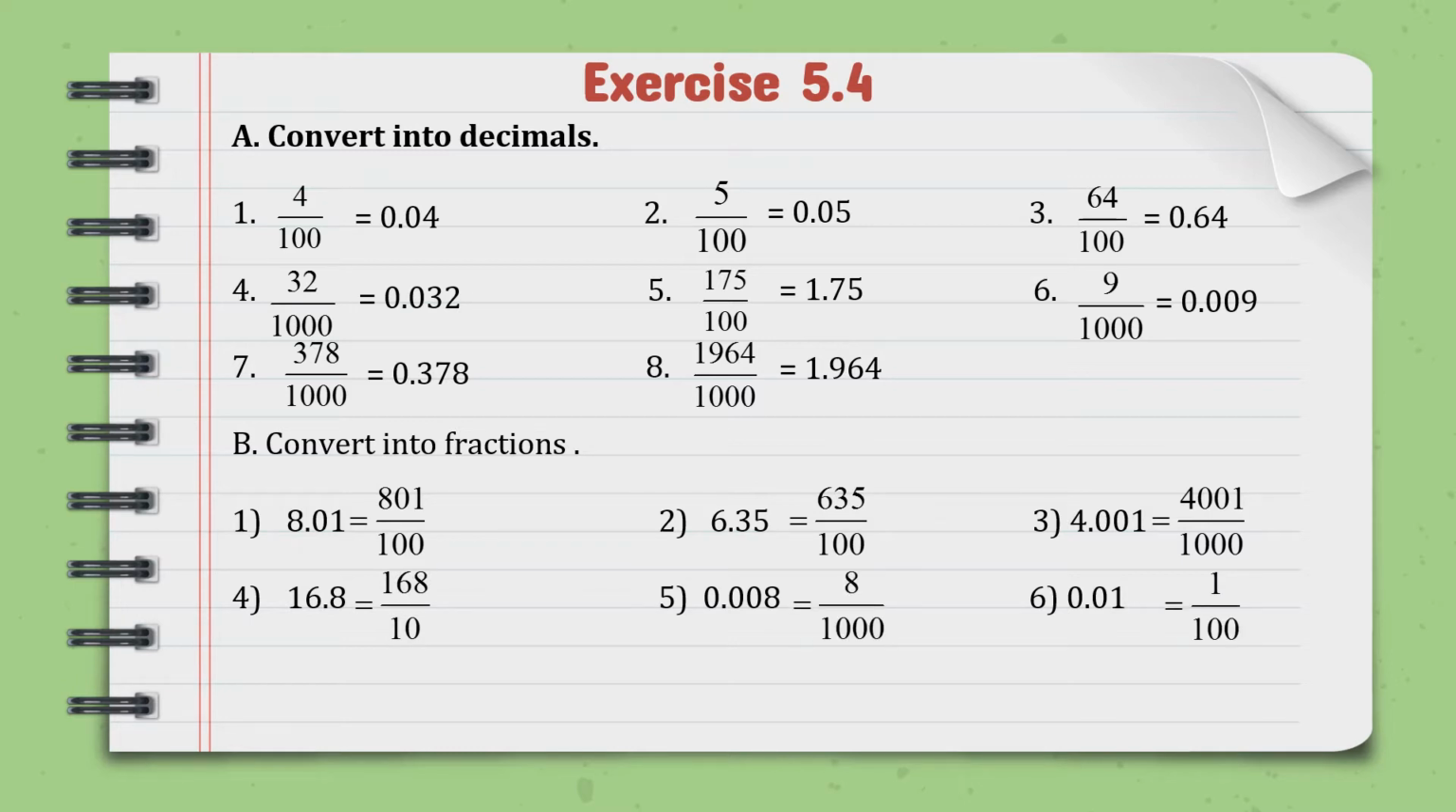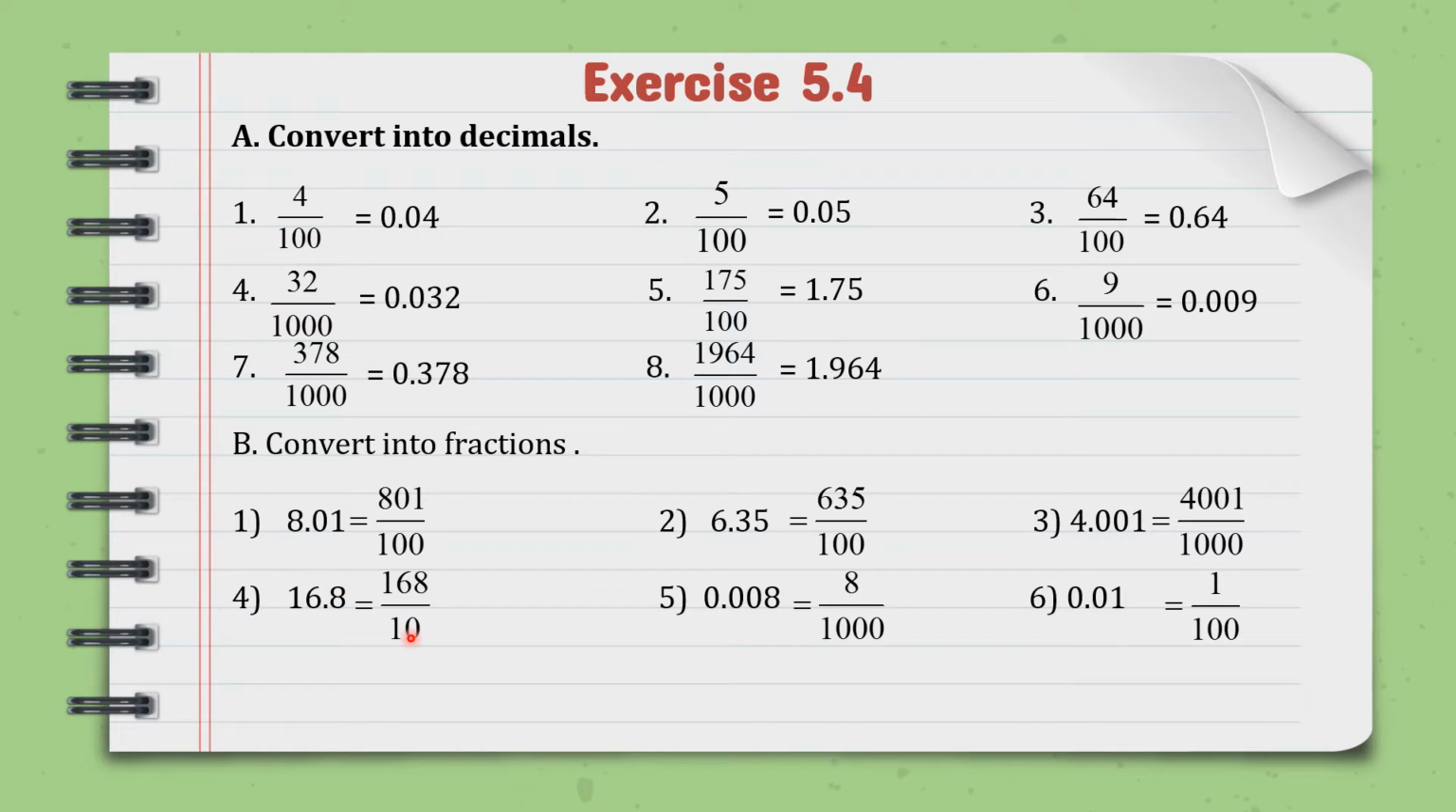Okay. So here 8.01 will be 801. Ignoring the decimal point, we have written this as a numerator. Counting the decimal places after the decimal point, there are 2 decimal places, 1, 2, so we have written 100. When there are 3 decimal places, as in example number 3, that is 1, 2 and 3, so we have written 1000.